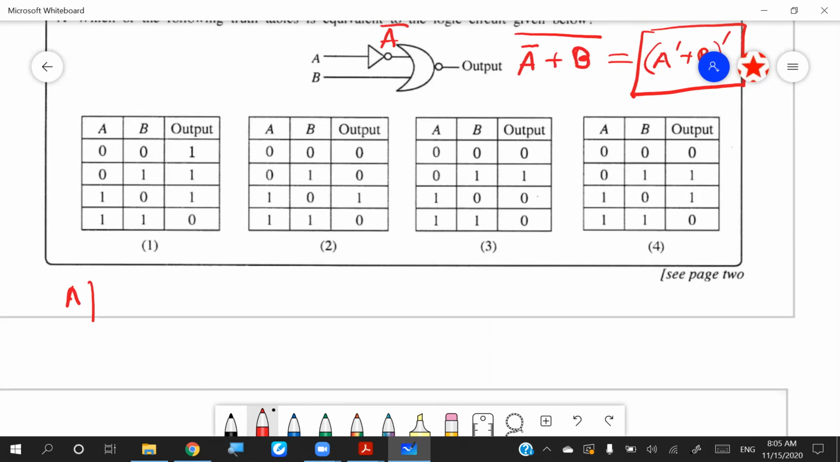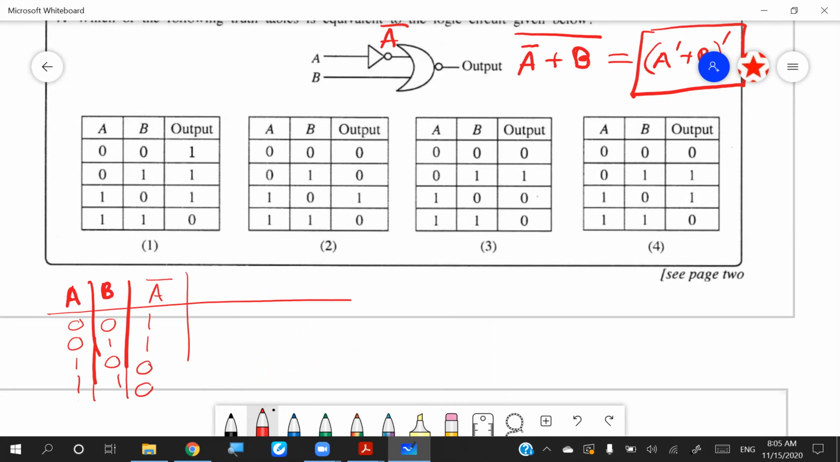So here I'm having A column, here I'm having B column, right? So the values will be like this: 0, 0, 0, 1, 1, 0, 1, 1, as we know. So first I'm going to make A bar. So it is 1, 1, 0, 0. And I'm going to, yeah, my B is there. So I'm going to create A bar plus B. So by considering these two columns, 0 plus 1 is 1, 1 plus 1 is 1, 0 plus 0 is 0, 1 plus 0 is 1.